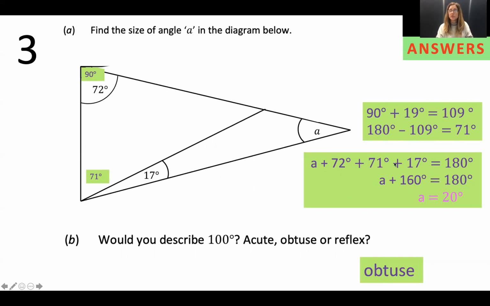I can collect all these numbers together. They make 160. Then I can use my balancing method that many of you are learning at the moment or practicing at the moment. By subtracting 160 from both sides results in the angle A being 20 degrees. And just a little reminder here, we've got acute, obtuse and reflex angles, 100 degrees, just a little bit more than 90 degrees. So it's going to be obtuse.